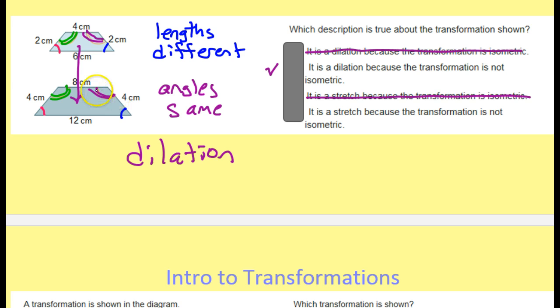It would be a stretch if only some of the sides changed, but meanwhile some of them stayed the same. Okay, so it's not a stretch, it's a dilation because they all changed. Okay, there you go.